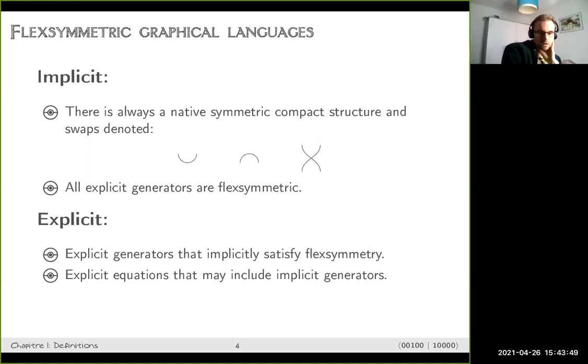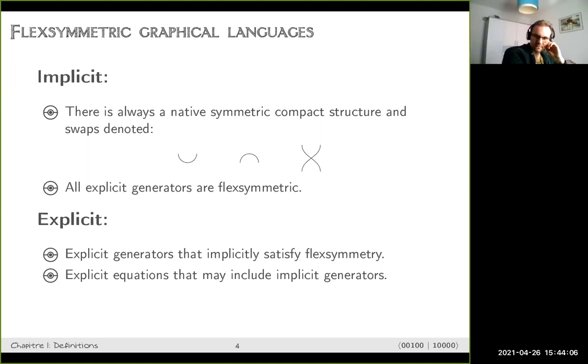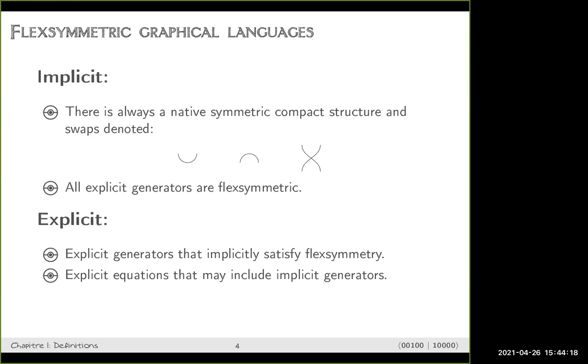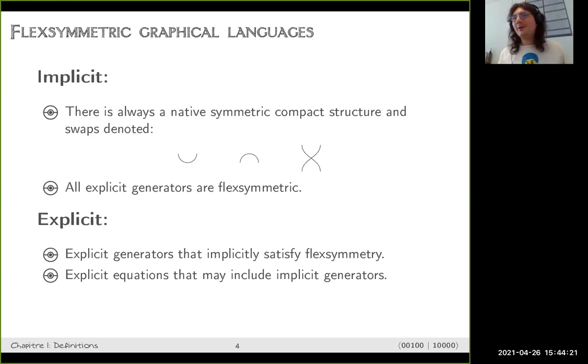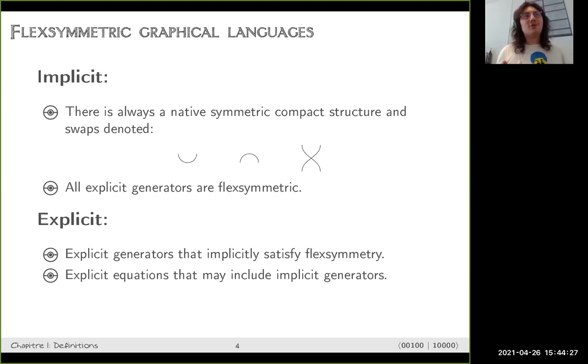This one? Yeah. I'm a bit confused because you say all explicit generators are flexsymmetric, and you also say explicit generators implicitly satisfy flexsymmetry. Is that? No, don't be confused by this. I just mean that the fact that the explicit generator satisfies flexsymmetry, I will not write it. This is what I mean by implicit, okay? Explicit is just what I will write, what you will see, and implicit is what I will just assume. So in this talk? In this talk. And this is my definition of a flexsymmetric graphical language, okay?